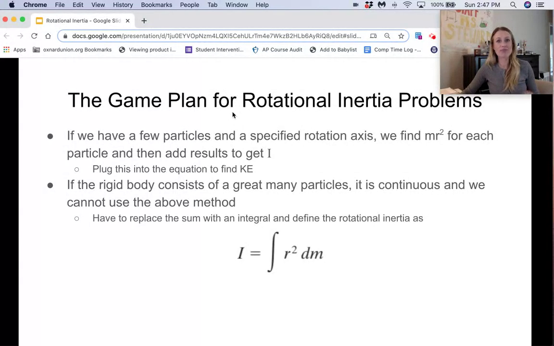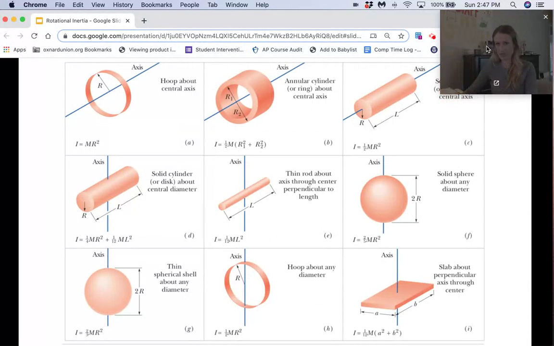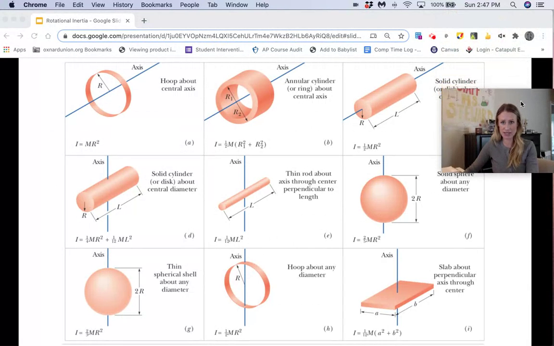However, for now, I'm just going to give you a bunch of the rotational inertias that we will be using in class, and these are in your book as well. So like I said, the next slide gives the results for this integration for several common shapes. So here are our common shapes here.